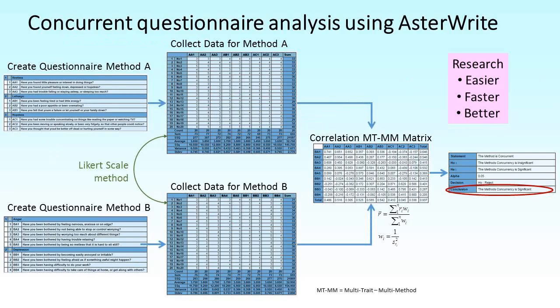Here you see how AsterWrite does concurrent validity. The student enters two types of questionnaire designs with relevant data. AsterWrite conducts a suitable analysis and gives the conclusion in a single step.